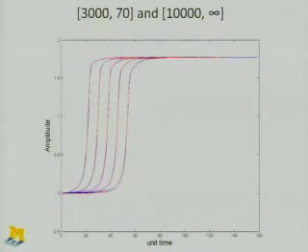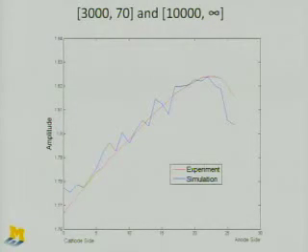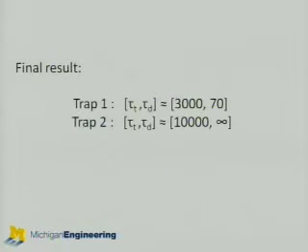One is 3000 nanoseconds for the trapping time and 17 nanoseconds for the detrapping time. And the other trap is 10,000 nanoseconds for the trapping time and infinitely long for the detrapping time. Infinitely long means it won't be detrapped at all. So this gives me the fitting results below. Then we can see here, this gives me a much better fitting result for the amplitude. So the final result is, for the first trap, the trapping time is 3000 nanoseconds and the detrapping time is 17 nanoseconds. And for the second trap, the trapping time is 10,000 nanoseconds and the detrapping time is infinitely long.